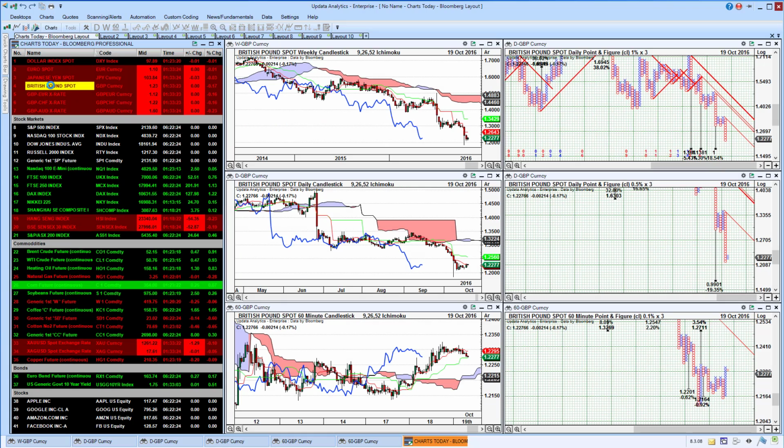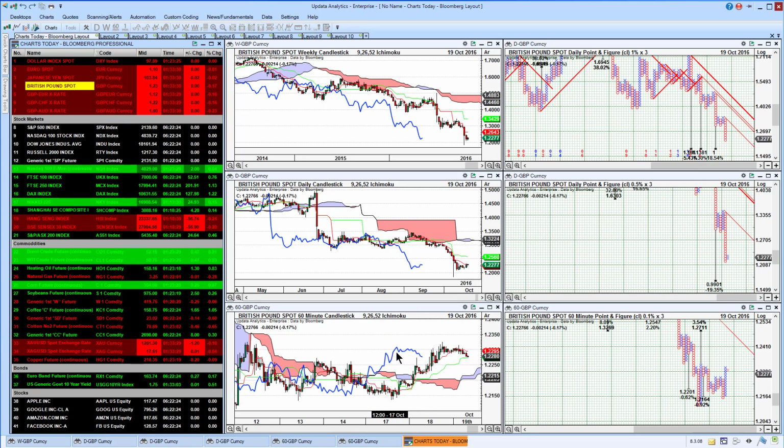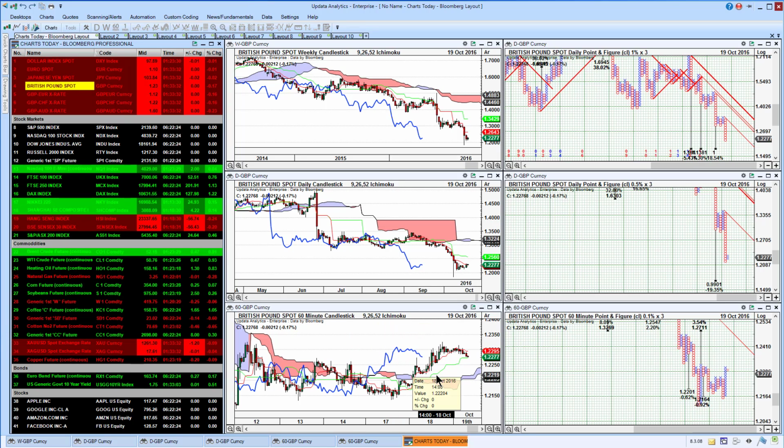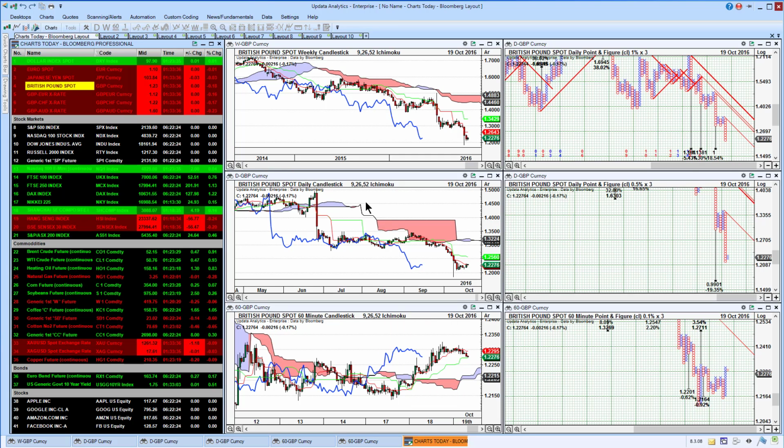Sterling has been the big one, of course. A bit of a recovery we saw in sterling yesterday. That's taken us above the cloud into bullish territory in the short term, but this is a counter trend move, so we shouldn't be too surprised if that's short-lived.